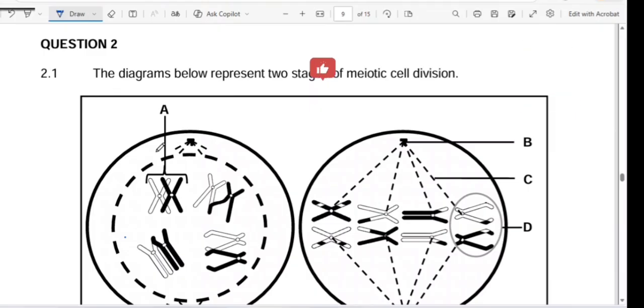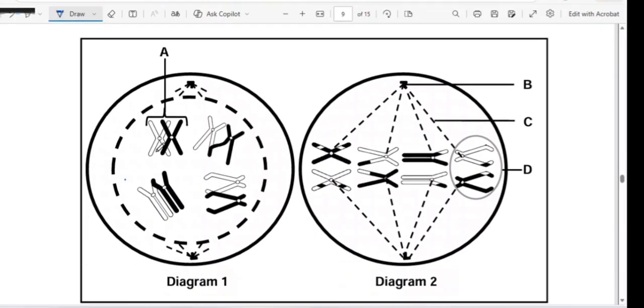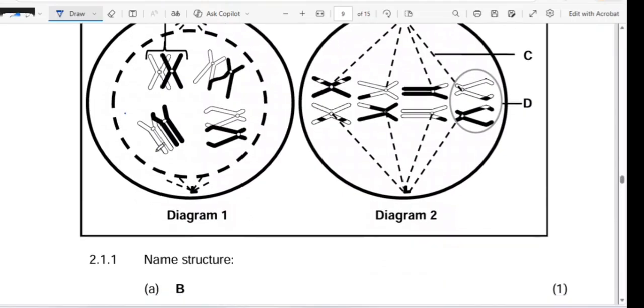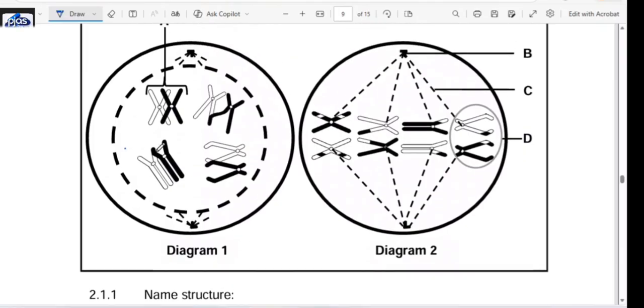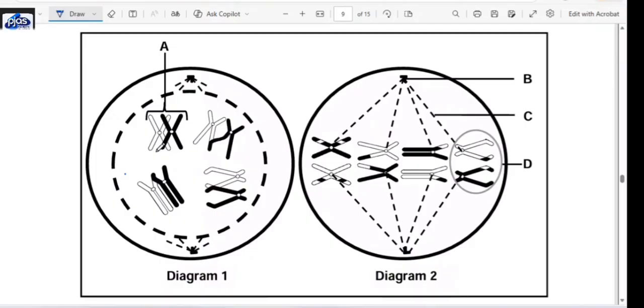So the diagram below represents what? Two stages of meiotic cell division, okay? So we are given diagram 1 and diagram 2, all right? These are the different phases of meiotic cell division. Remember that we have what? Meiosis 1 and meiosis 2.